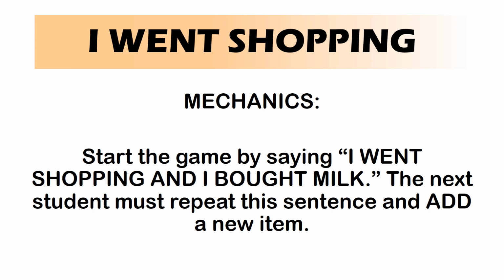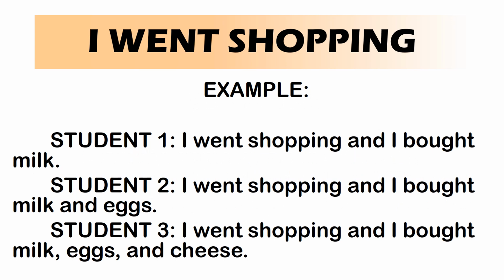Next game is called I went shopping. For this game, you can start it by saying, I went shopping and I bought milk. And then the next student must repeat this sentence and add a new item. For example, the first student says, I went shopping and I bought milk. And then the second student says, I went shopping and I bought milk and eggs. And then the third student says, I went shopping and I bought milk, eggs, and cheese.